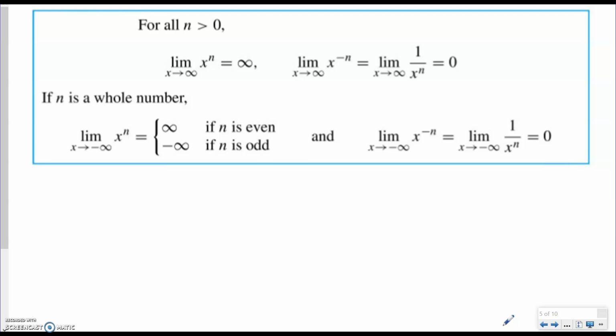Okay, just a little bit of information here. It is a theorem. As n is greater than 0, the limit as x approaches infinity of x to the n power is going to be infinity. So if it has an exponent, it's going to get bigger and bigger and not stop growing. And the limit as x approaches infinity of x to the negative n, which makes it a fraction, is 0. Pretty much a summary here of that statement.